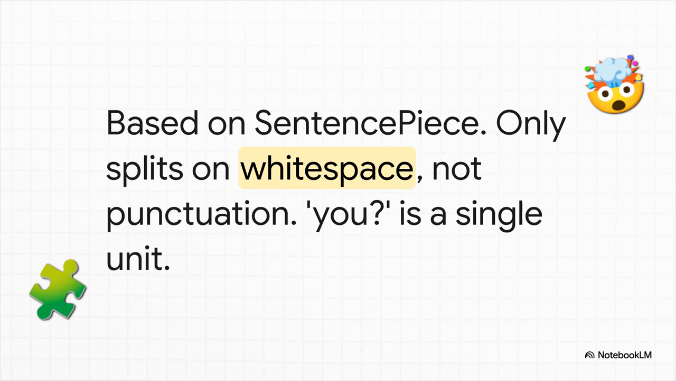Its tokenizer is built on an algorithm called SentencePiece, and it has its own unique style. It actually sticks a little underscore character at the start of a word to show that there was a space before it. But here's the biggest difference of all. It only splits on spaces, not punctuation. So that "you, at this stage" stays together as one single piece. So there you have it. 3 major models, 3 completely different ways of making the first cut.